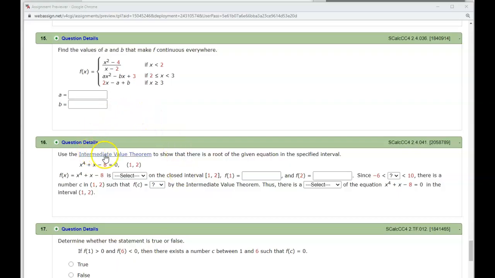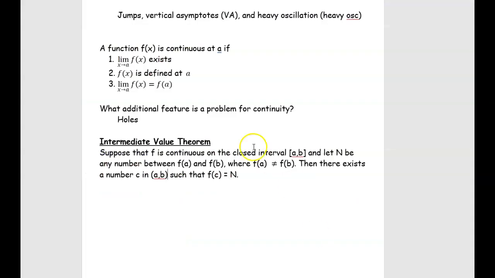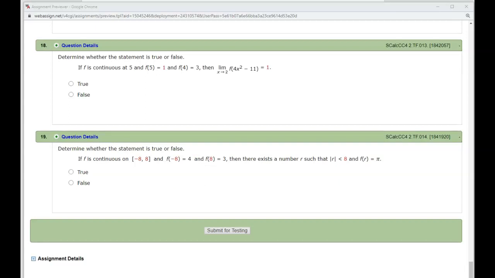Number 16 is another intermediate value problem, so you're just going to work through the whole idea of the intermediate value there. And it says f is continuous, so we have to have continuity on it. It starts on a closed interval, and they've given you some numbers. And then we're looking for a y value. This capital N is a y value between f of a and f of b. So just think about the intermediate value theorem as you're going through that.